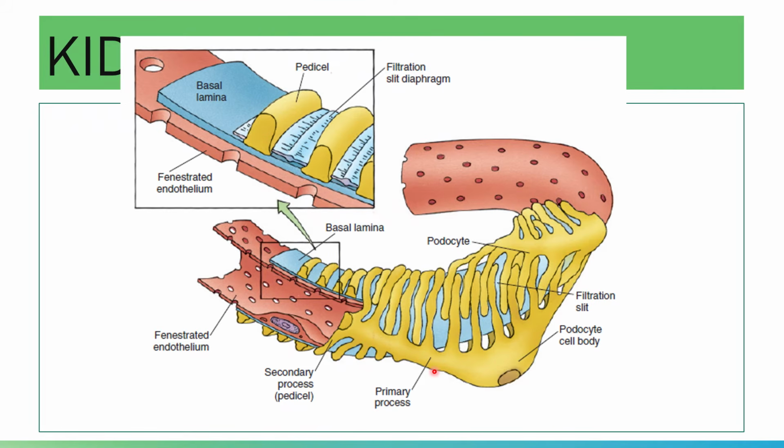Okay, and they interdigitate with the other pedicels of the other major processes, forming your filtration slits. These are your filtration slits. Your filtration slits are also important in the filtration process of the glomerulus. Okay?